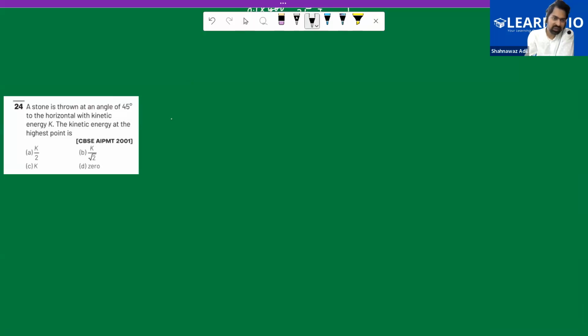What do we have in this question? A stone is thrown at an angle of 45 degree to the horizontal with kinetic energy K. The kinetic energy at the highest point is... Right. So what path will this stone follow if it is projected with some angle? What path will it follow?